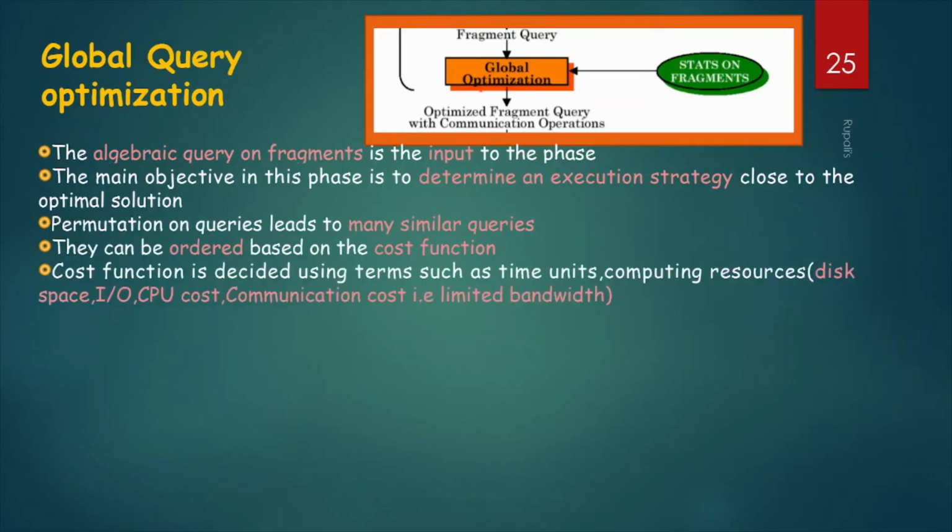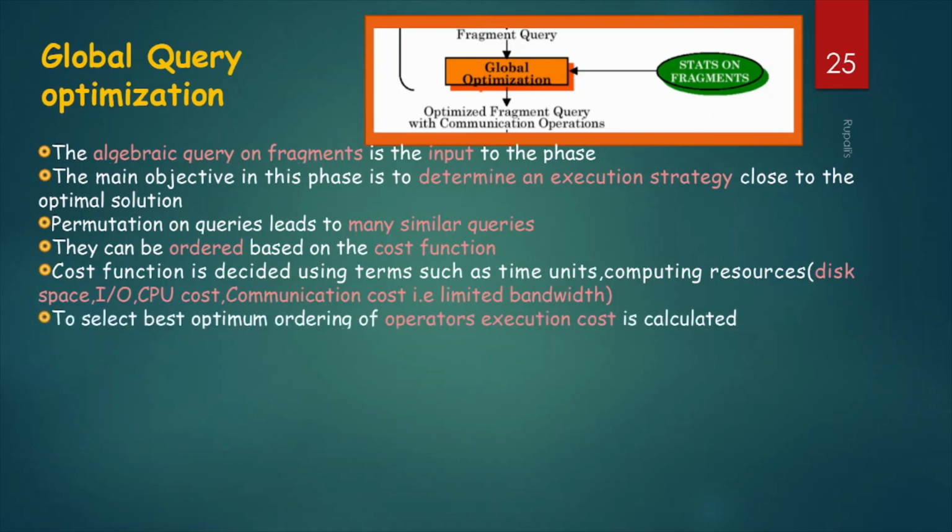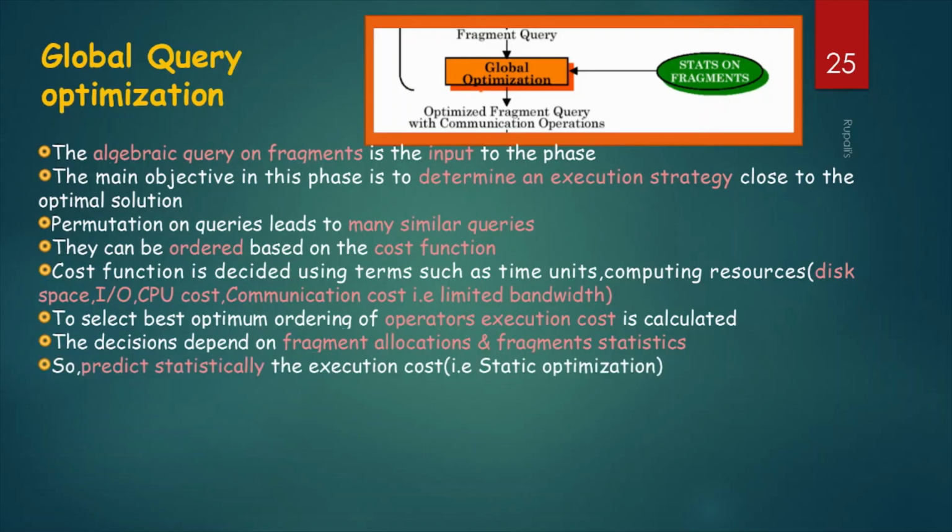How can we determine the cost function? The cost function is decided using terms such as time units and computing resources. What are the resources? Like disk space, I/O, CPU cost, communication cost, bandwidth, etc. We have to first calculate the execution cost and then select the best optimum ordering of operators depending upon the execution cost. Also, these decisions depend on fragment allocation and also fragment statistics. And finally, we get the optimized global query.